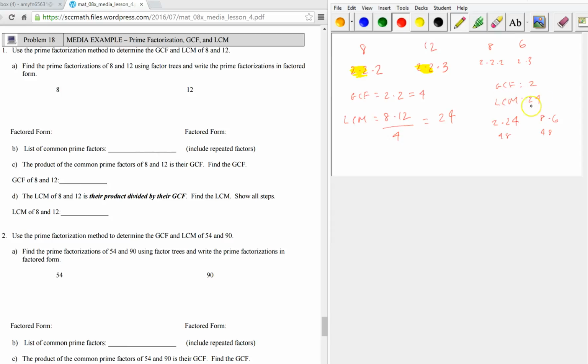And then you could ask them to find some least common multiples by only finding the GCF and then dividing like we did here.